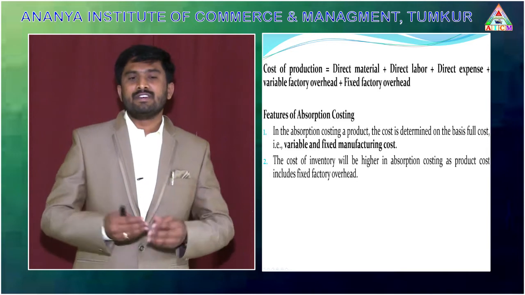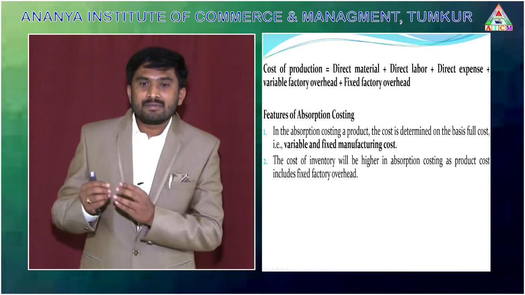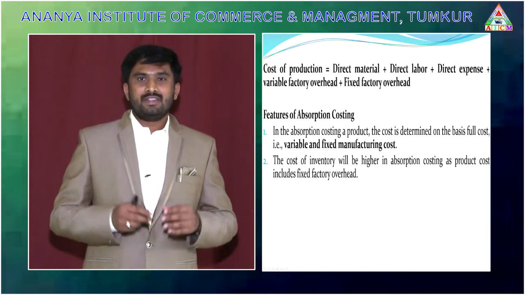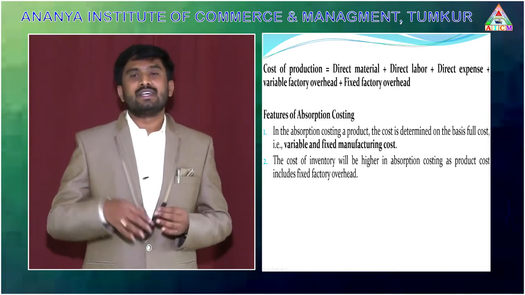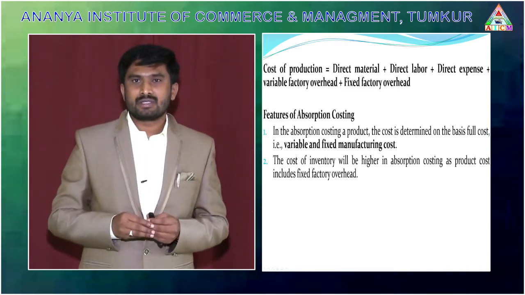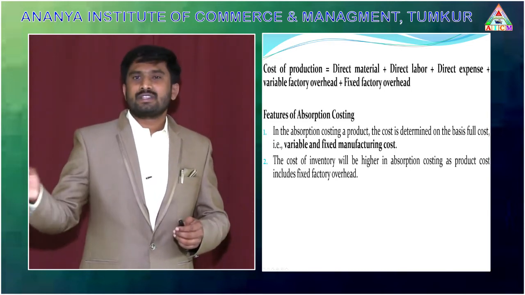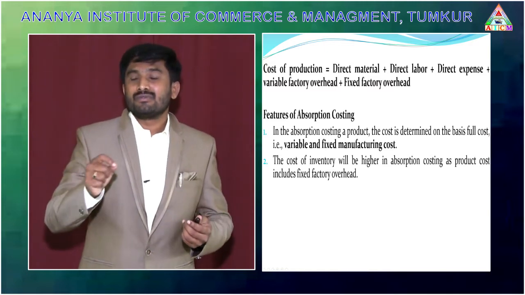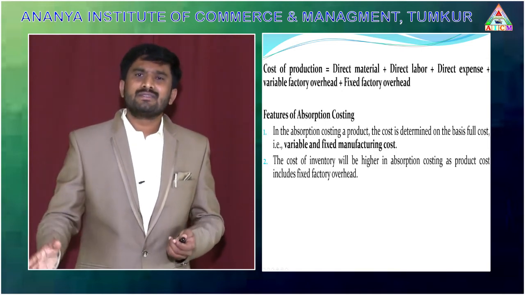The second feature is that the cost of inventory will be higher in absorption costing, because in valuation of inventory we take into account both costs, variable cost and fixed cost. That's why there will be a higher value of inventory in absorption costing than in marginal costing. So in order to calculate the value of the opening stock of finished goods and the closing stock of finished goods, we take into account variable cost as well as fixed cost.